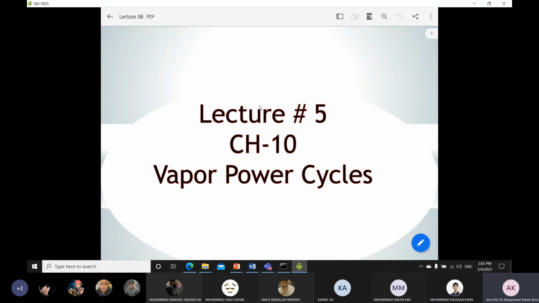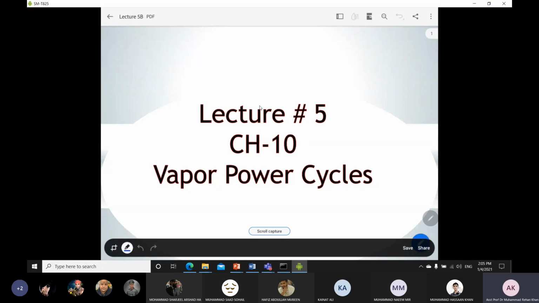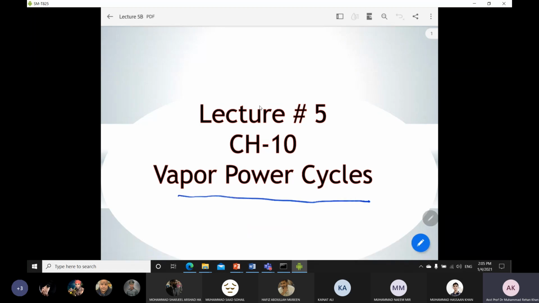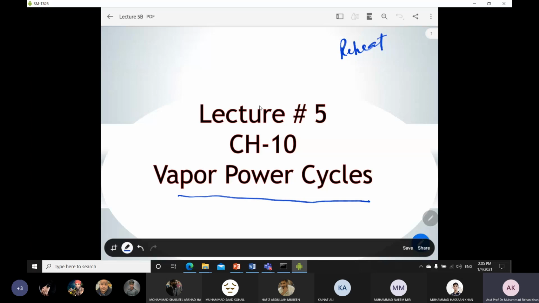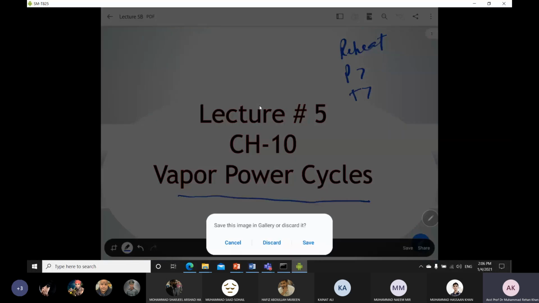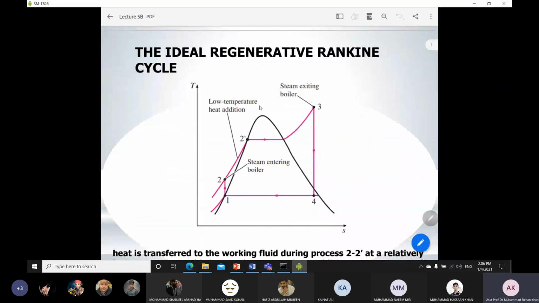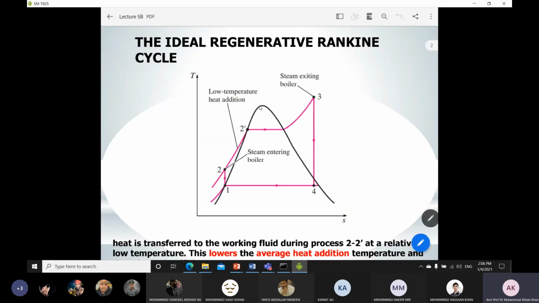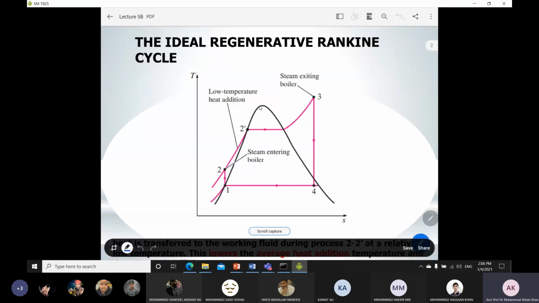Coming to today's lecture, this is also related to the vapor power cycle. Previously we looked at different vapor power cycles used to increase efficiency and work done, including the reheat cycle and how reheat increases efficiency. We also looked at how to increase the pressure, temperature, and superheating temperature. In this class we will see another way to increase the efficiency of power plants, using the regenerative Rankine cycle, specifically the ideal regenerative Rankine cycle.